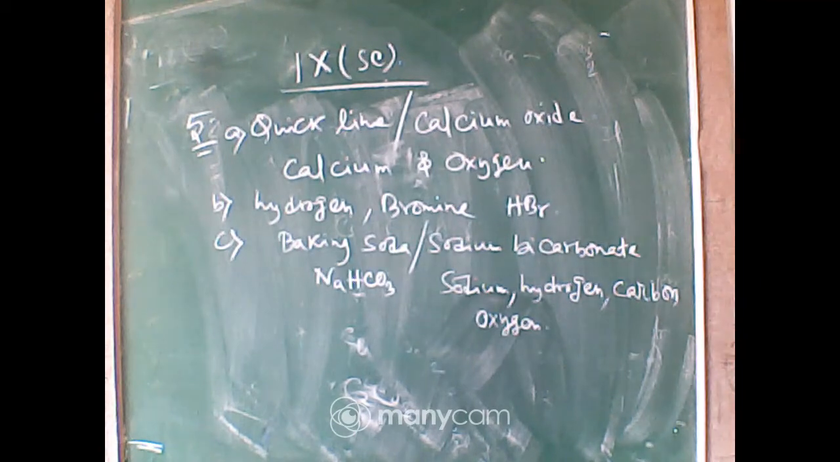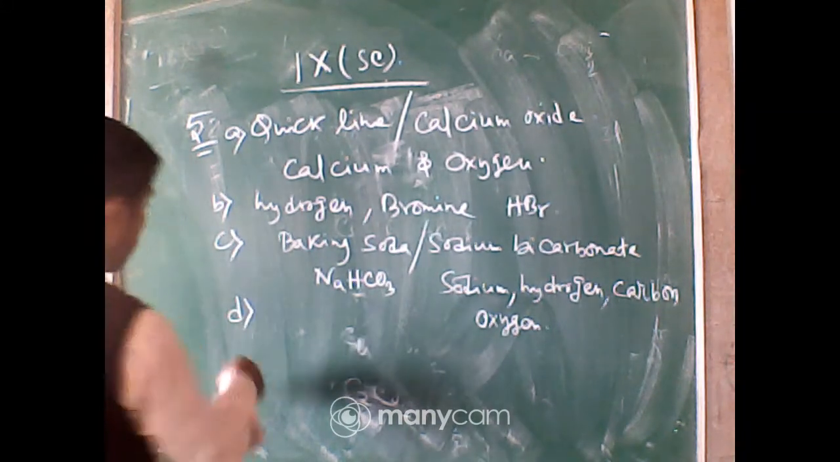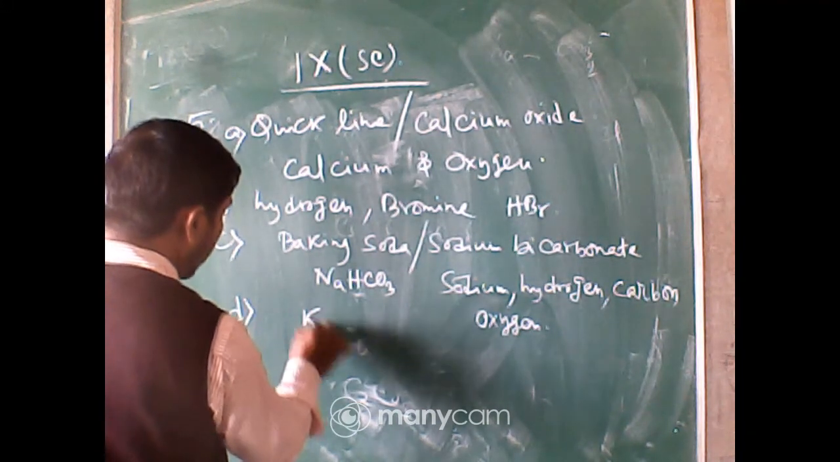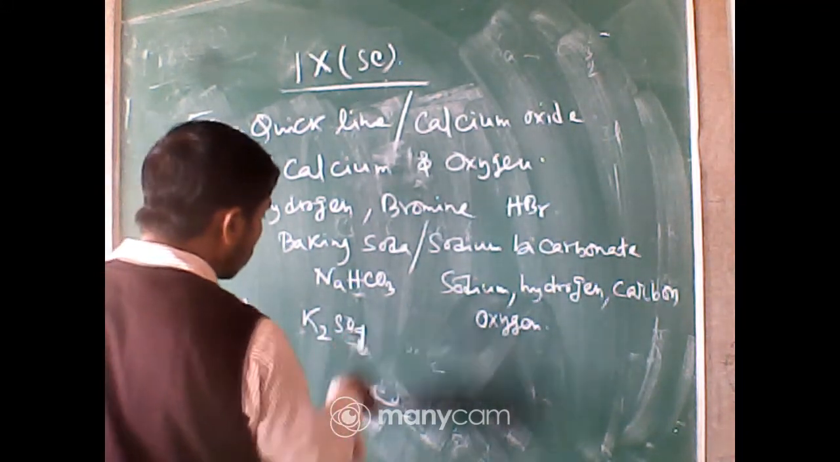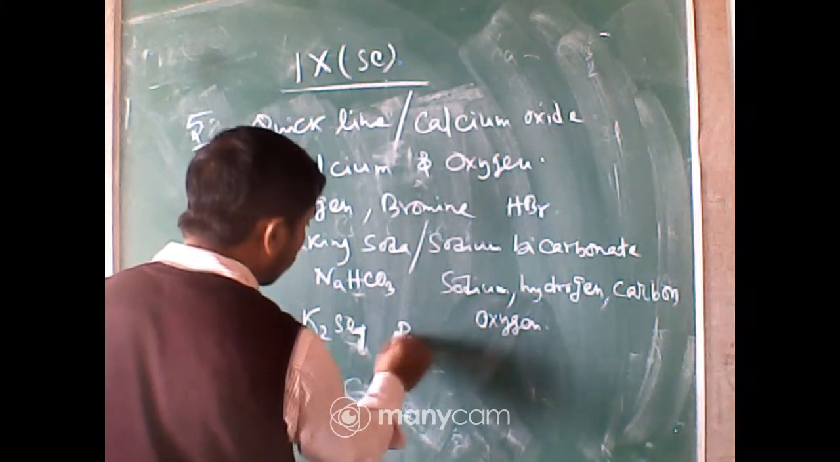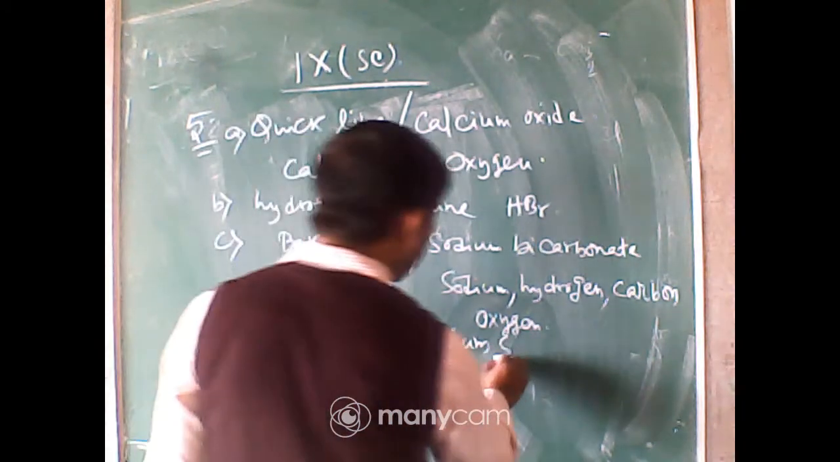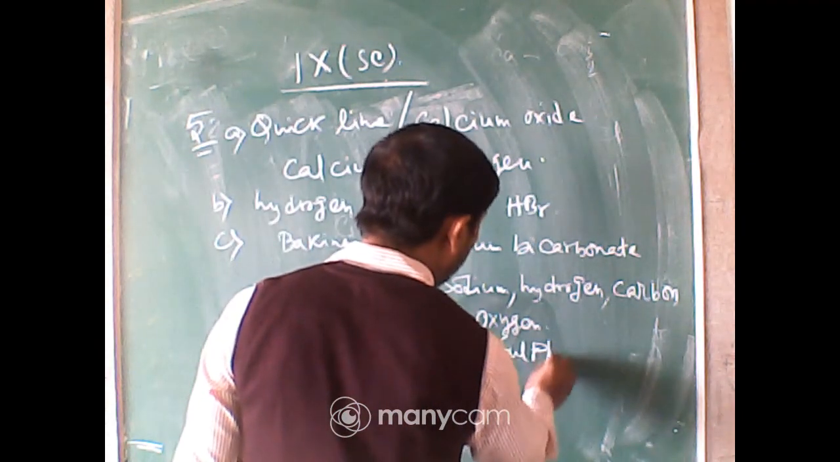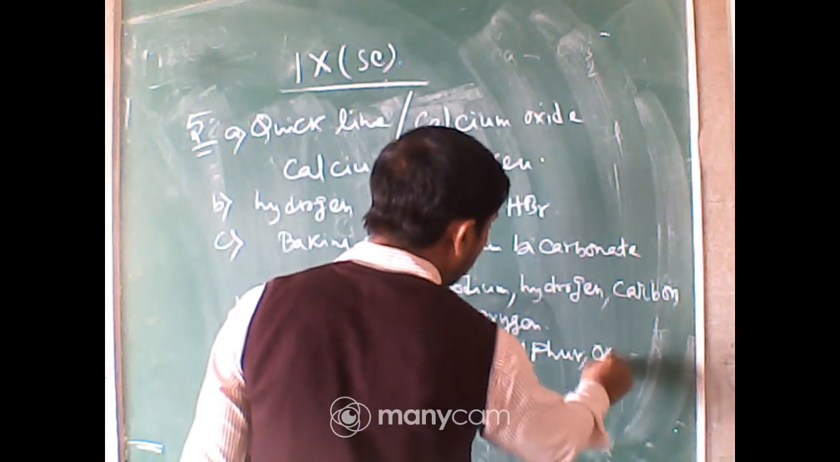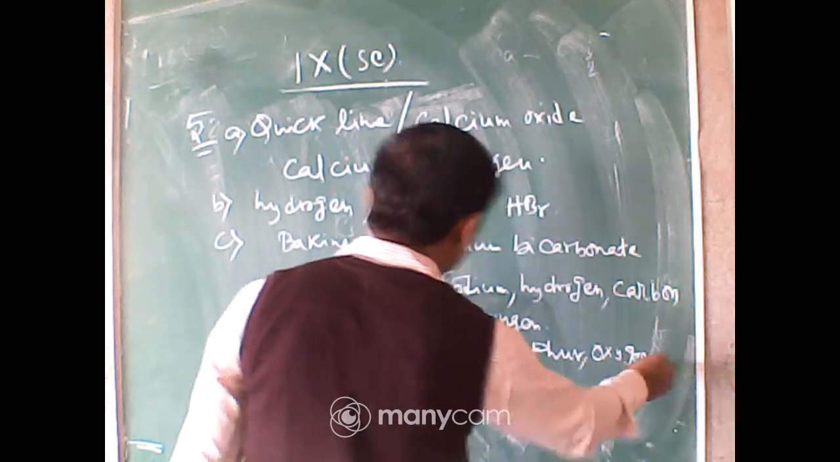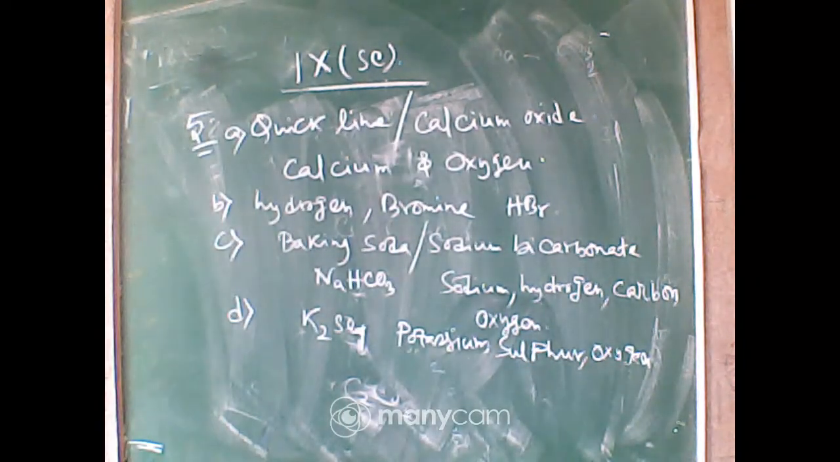Next one, potassium sulfate. It is K2SO4. So the composition is potassium, sulfur, oxygen. Clear? Potassium, sulfur and oxygen.